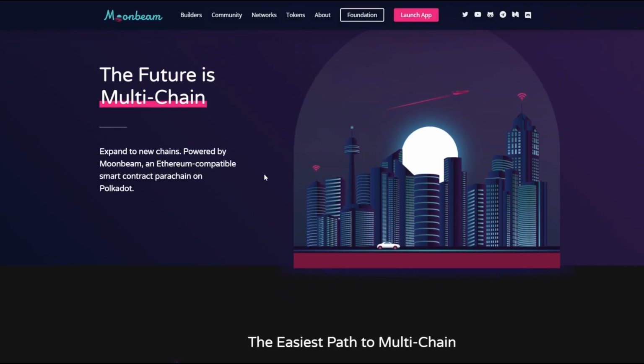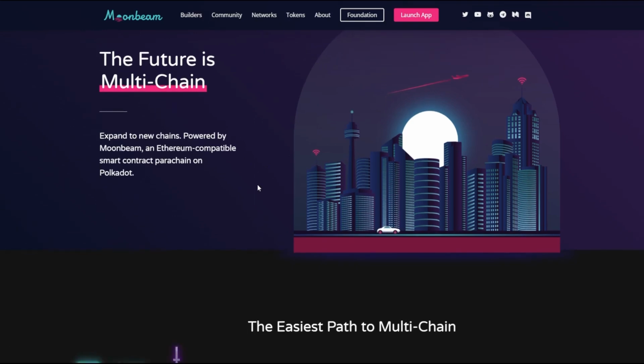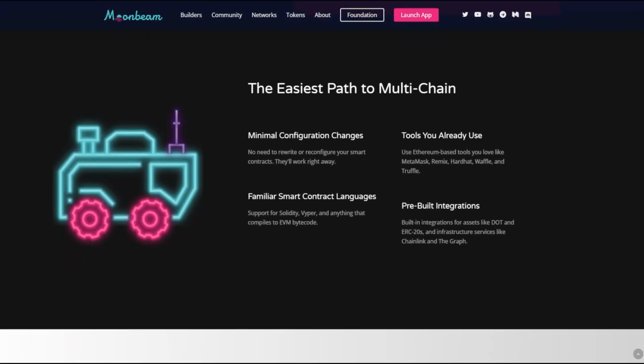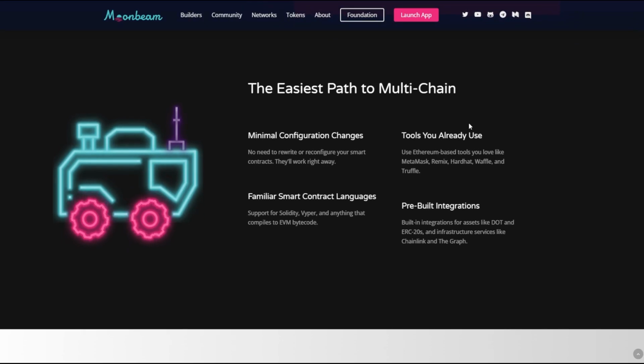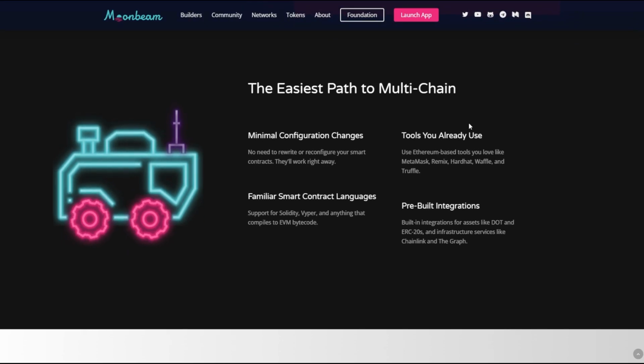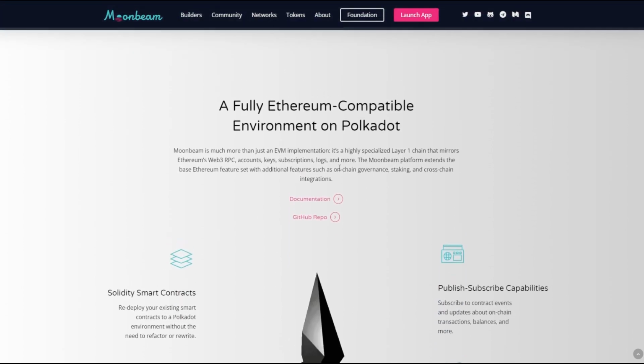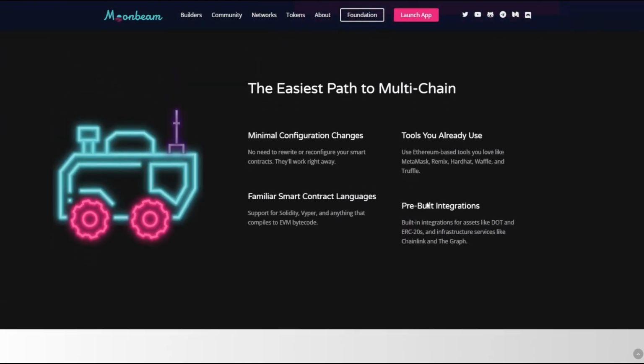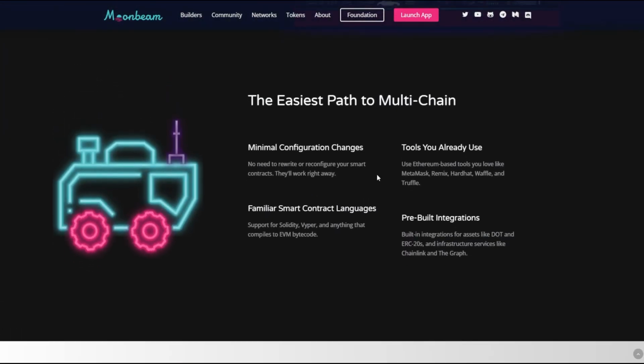So you're able to expand to new chains and interconnect with pretty much everything. So basically this protocol and foundation, what they do is they have an app where you're able to scale and connect applications from different blockchains, and they work very correlated to Ethereum's structure. So if you scroll a little bit more down, you can see that they are fully Ethereum compatible, and there's no need to rewrite or reconfigure smart contracts. You can just work with them on Moonbeam right away and they will work immediately.